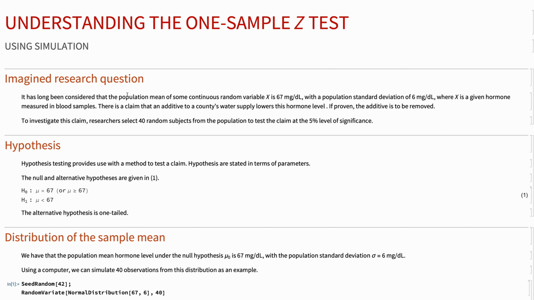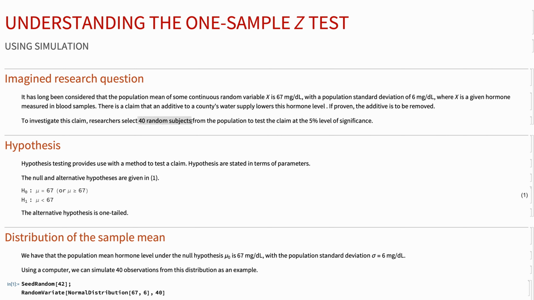It has long been considered that the population mean of some continuous random variable x is 67 milligrams per deciliter, and the population standard deviation is 6 milligrams per deciliter, and we're going to let this random variable x be a representation of some given hormone level in a blood sample. So there is a claim that an additive to a county's water supply lowers this hormone level, which we're going to presume is not desirable. And if proven, the additive is going to be removed. So to investigate this claim, researchers are going to randomly select 40 random subjects from this population, and they're going to test this claim at a 5% level of significance.